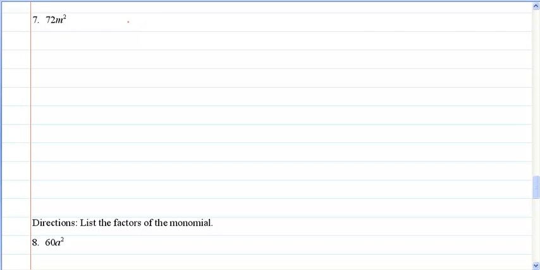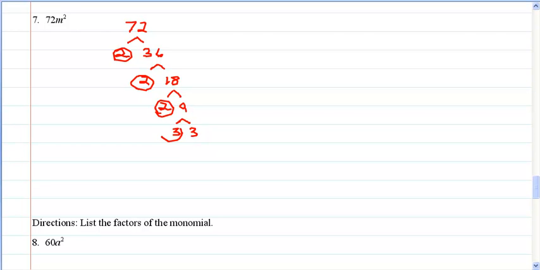So for number 7, we'll start with 72's prime factorization. 72 is even, so 2 times 36, and then 2 times 18, and then 2 times 9, and then 9 is 3 times 3. So we end up with 3 2's and 2 3's. So we have 2 times 2 times 2 times 3 times 3, and we had m squared, so it's m times m.